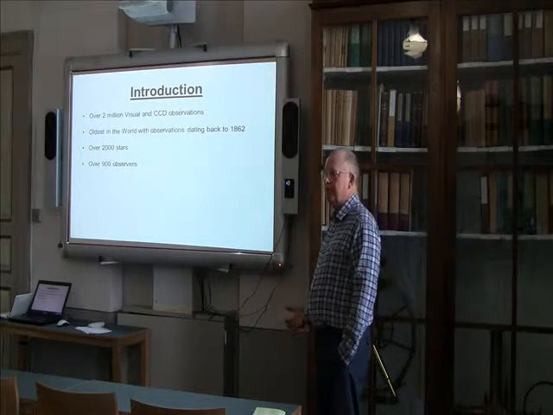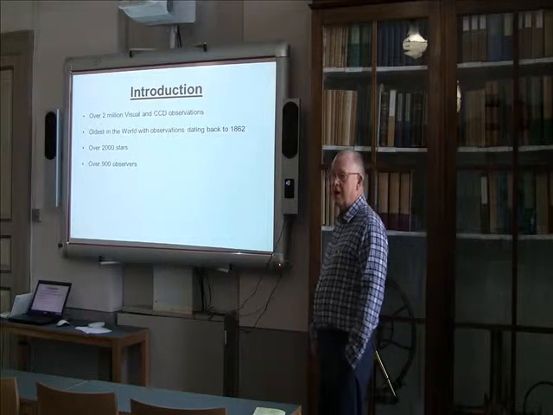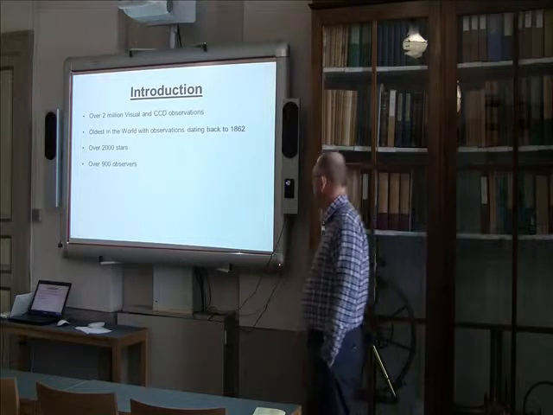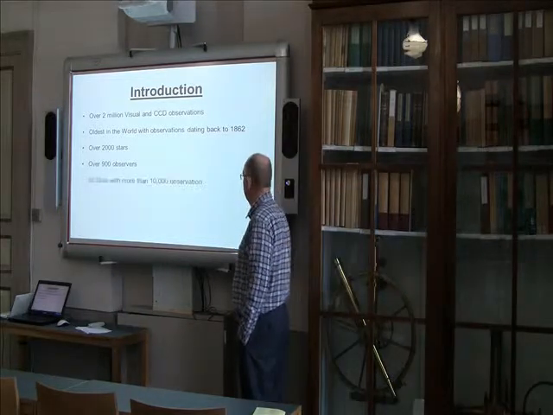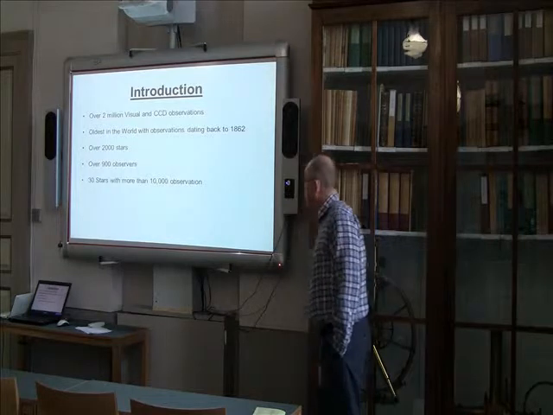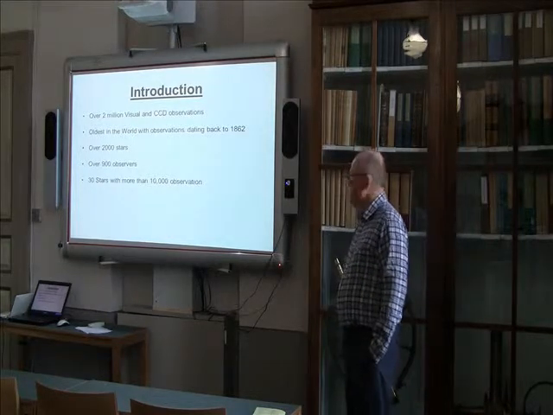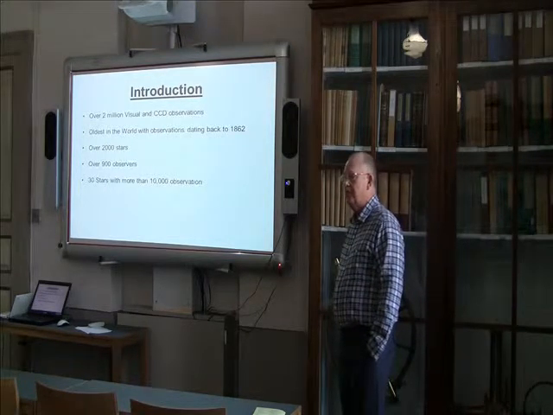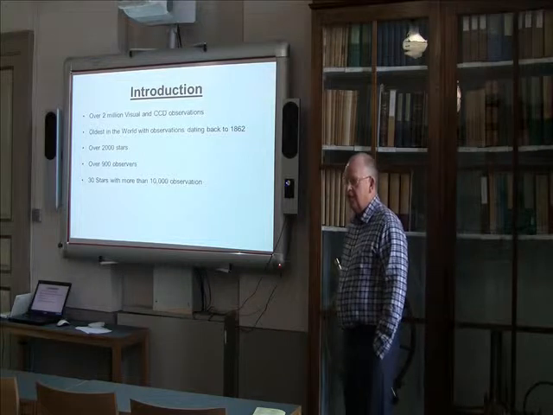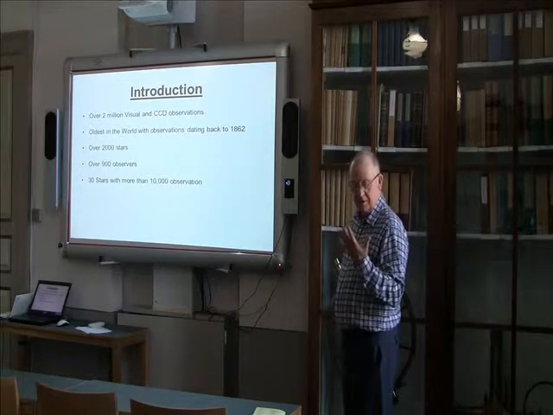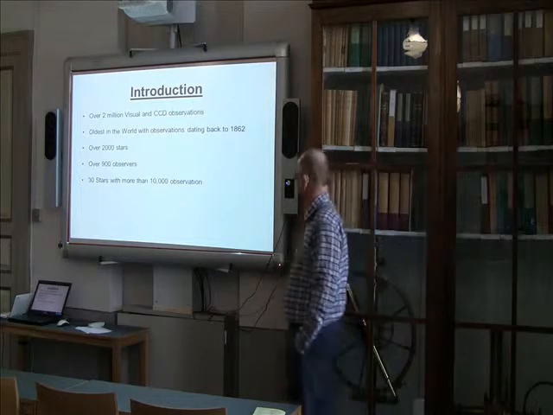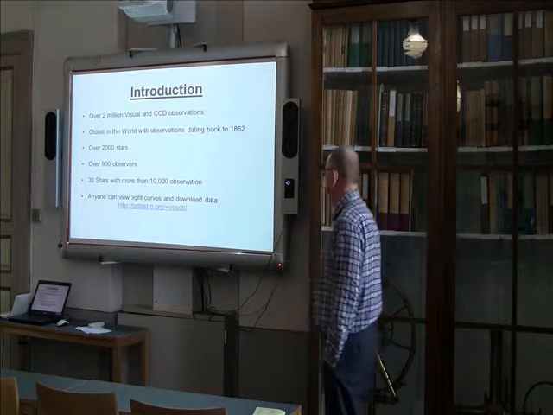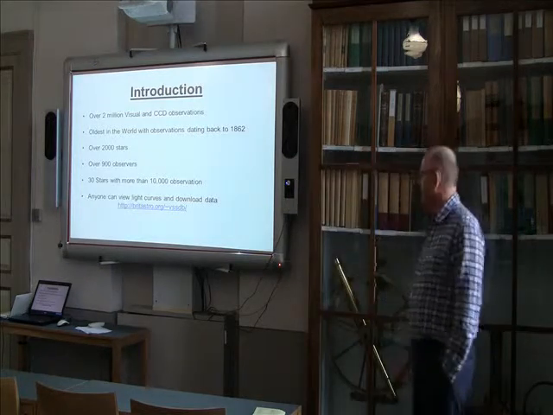Quite a few of these observers have monitored over 100,000 observations. There's 30 stars with more than 10,000 observations. What we do is we have a variable star of the year, and this year it is RR Tauri. Anyone can view light curves and download data using that link.